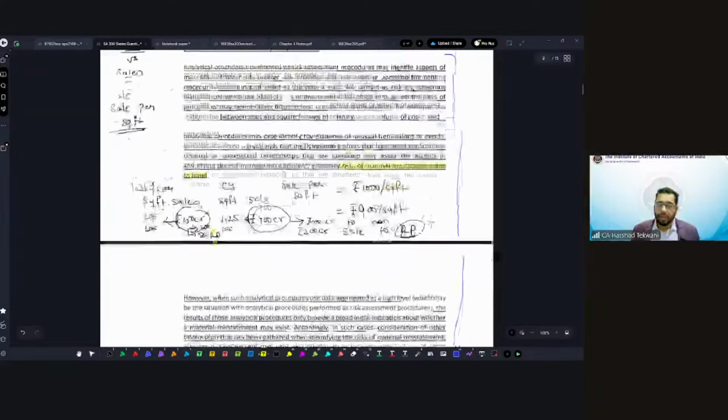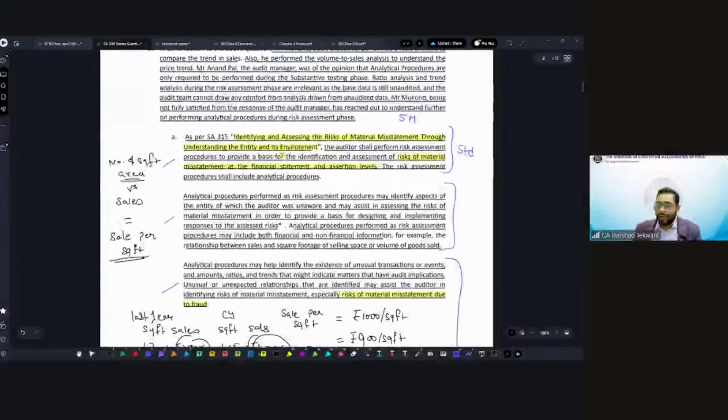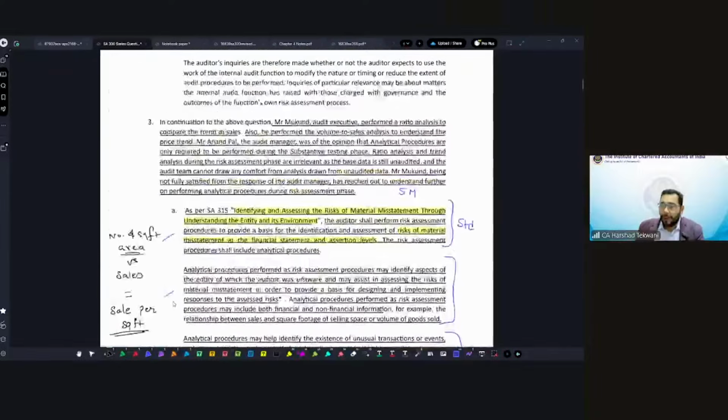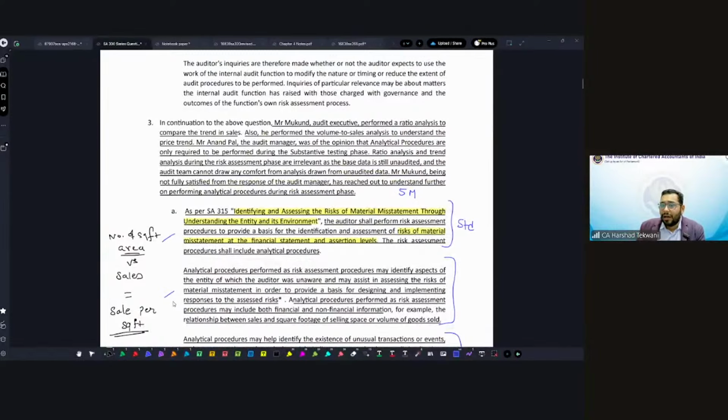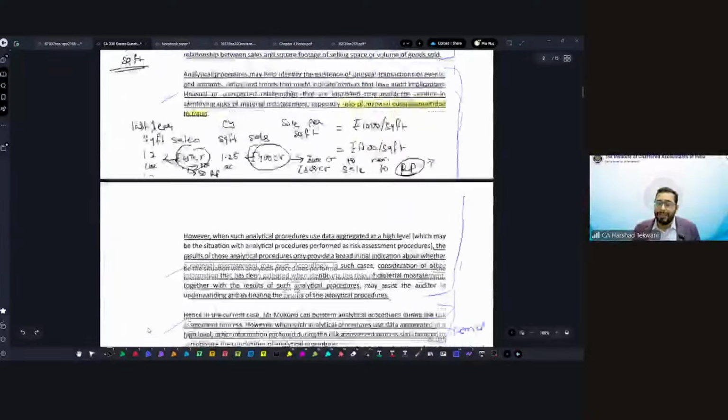For example, over here, we are talking about risk assessment and analytical procedures. First I explained SA 315, where I concluded that risk assessment procedures shall include analytical procedures. Then I explained why it should include analytical procedures, why they are important, and the importance was further explained over here. Then comes the very important part about the data. Base data is still unaudited, so I have to write something on the base data. That is the main question. So now I will shift to the base data part.